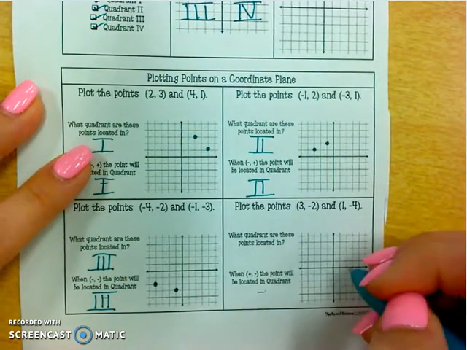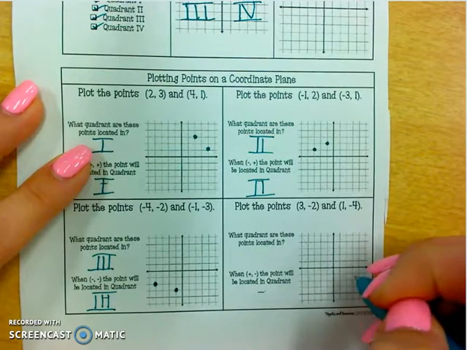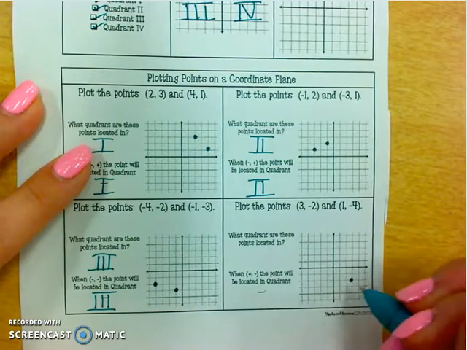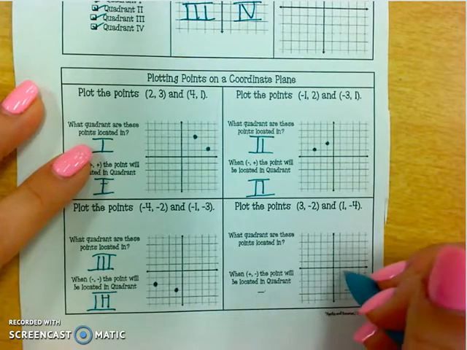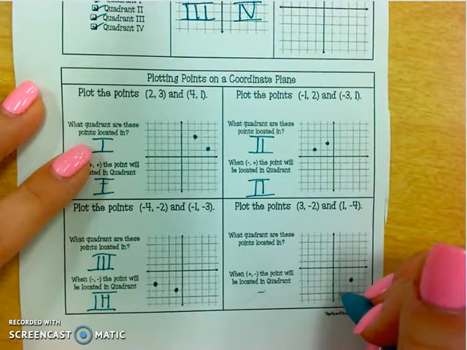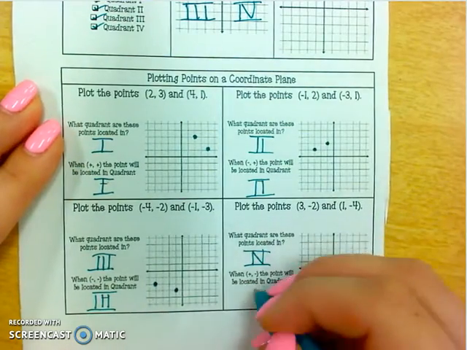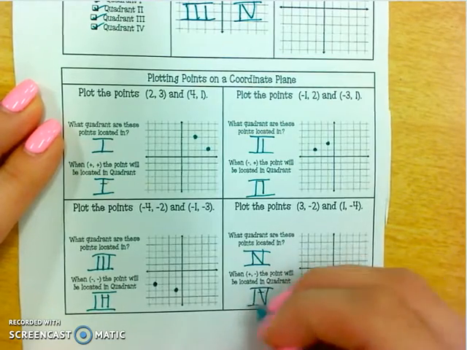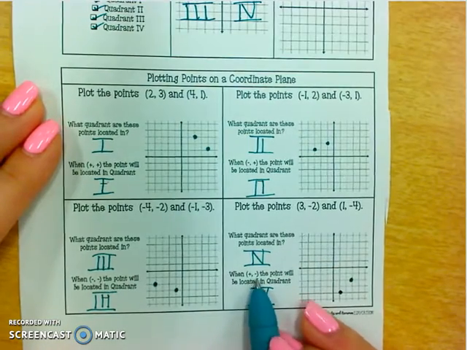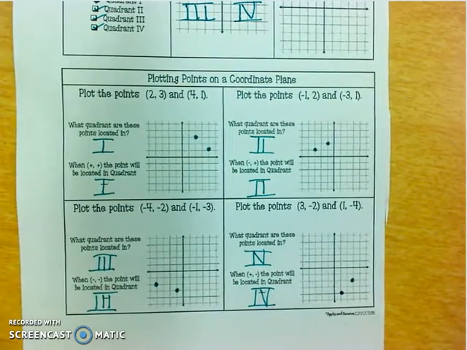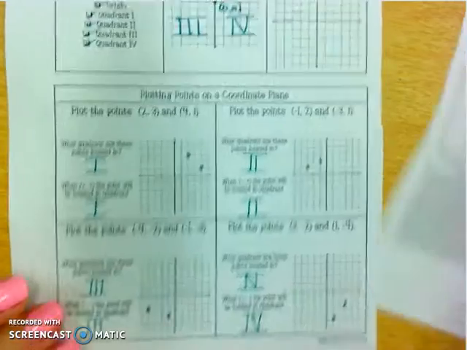And then the last one, we're going (3, -2). Remember, x has to come first. You have to do left or right and then up or down. And then (1, -4). Okay, and those points are in quadrant 4. Any positive x and negative y is going to result in quadrant 4. Okay, that was a quick review on plotting those points.